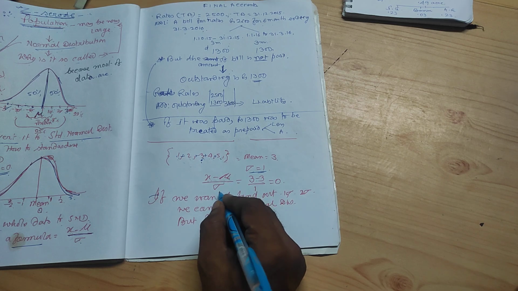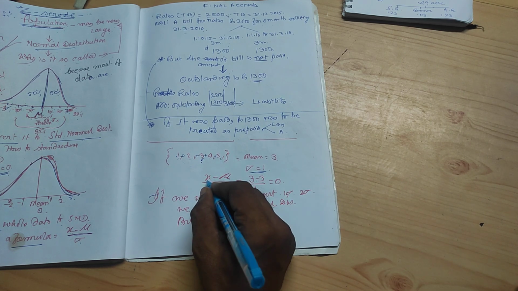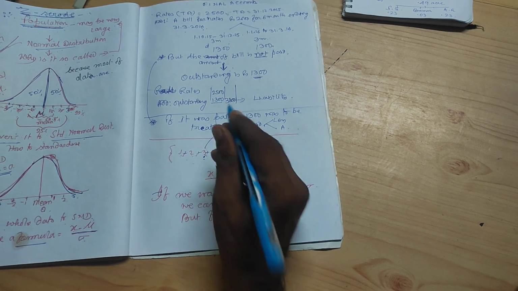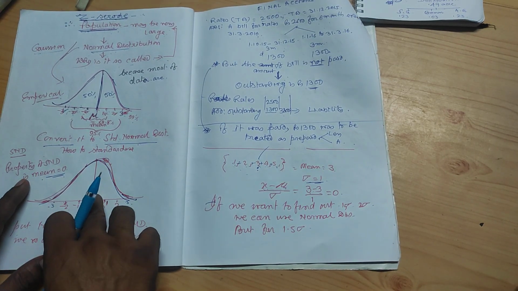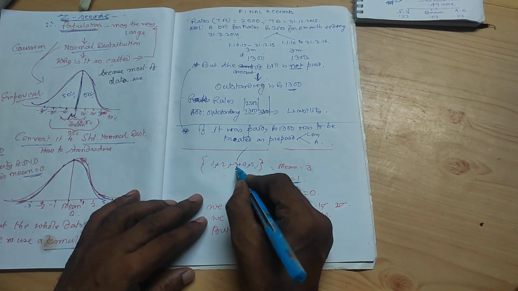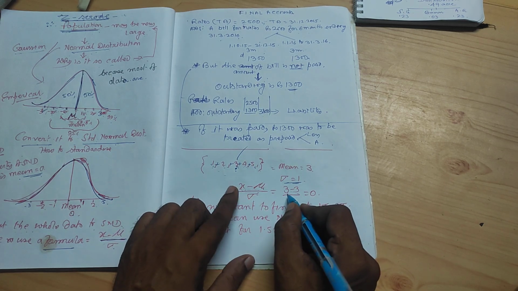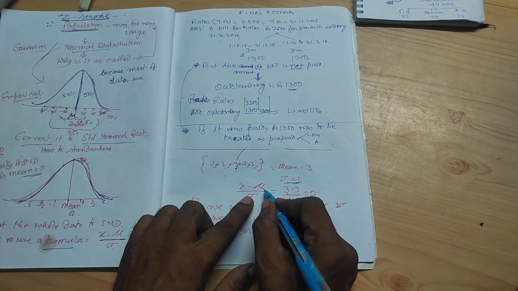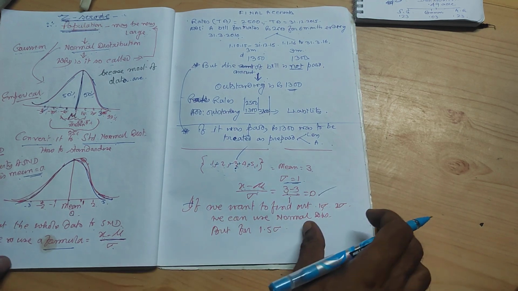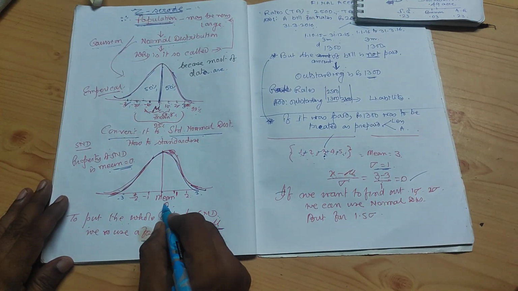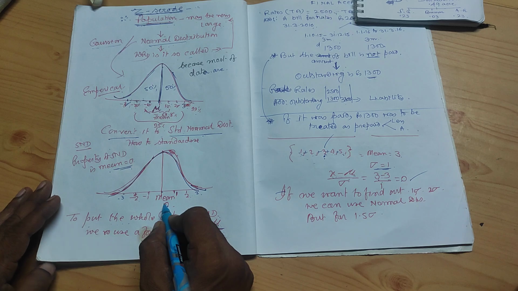Now, if we put this figure in the formula (x minus mu) by SD, suppose we take the middle figure, the middle of the bell. Here x is 3, mu is 3, so 3 minus 3, and SD is 1. It is 0. That is why the basic feature of this standard normal distribution is that the mean is 0.